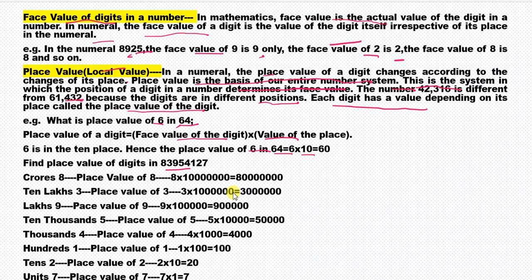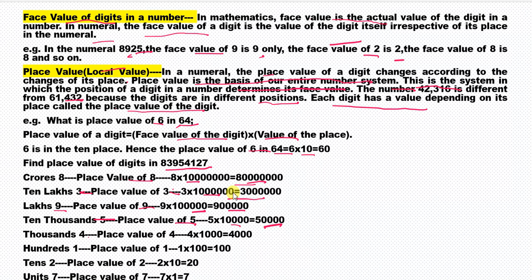Now here is an example. Find the place value of each digit in 83,954,127. 8 is at the crore place; the place value of 8 is 8 into 10 to the power 7, which is 8 crore. Then 3 is at the ten lakh place; the place value of 3 is 3 into 10 to the power 6, which is 30 lakh. At the place of 9, the place value of 9 is 9 into 10 to the power 5, that is 9 lakhs. Now 5 is at ten thousands; the place value of 5 is 5 into 10 to the power 4, which is 50,000.